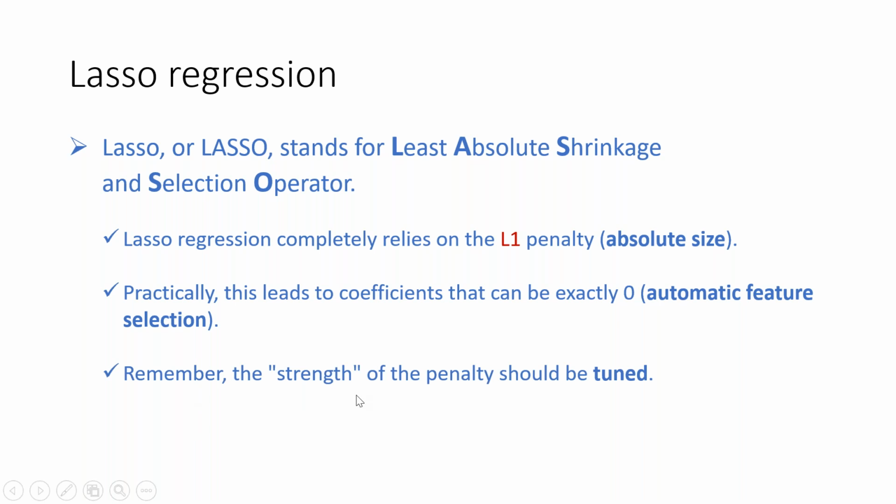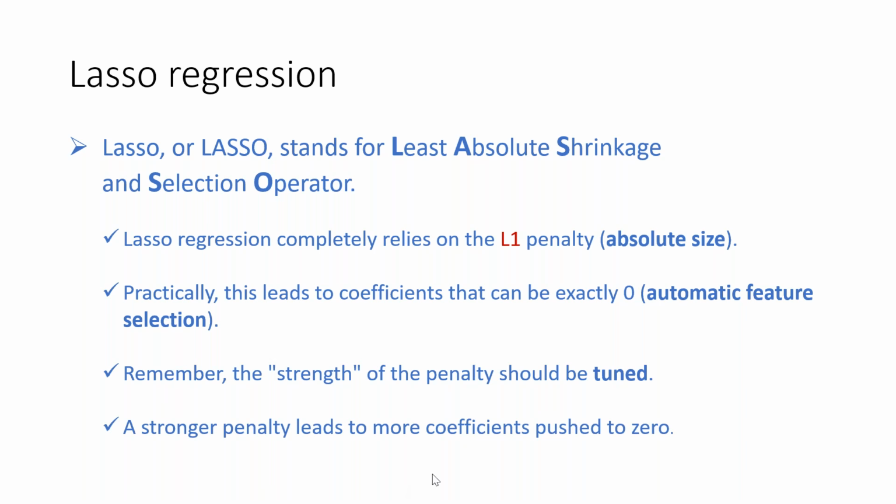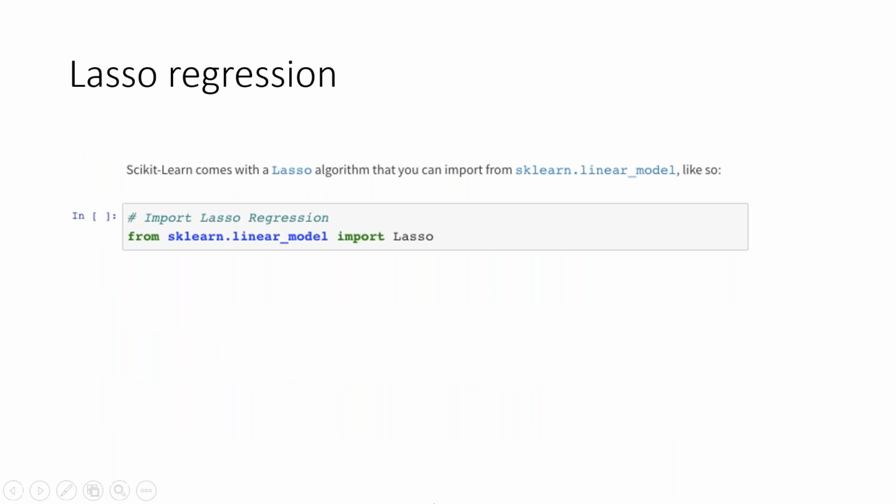Remember, the strength of the penalty should be tuned. The lambda is called the strength of the penalty, and that should be tuned. A stronger penalty leads to more coefficients pushed to zero. If you put a large value, all betas will be zero and it will become a very underfit model anyway. So that is why it has to be tuned properly. This is available from sklearn.linear_model. It comes under linear models, and it is called Lasso with capital L.